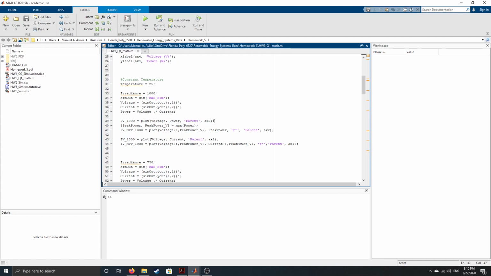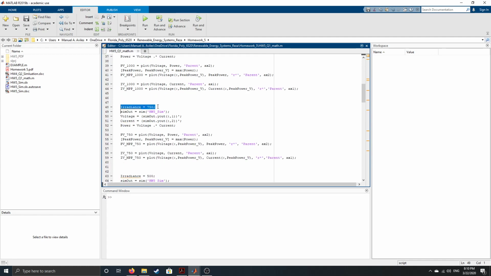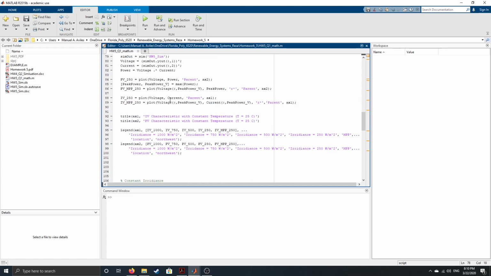Now, to plot the MPP value, I have to find the maximum point of the power of the PV characteristic, which is saved here. But I also need to know its index. Using its index, I can plot the MPP points on the IV characteristic here. And I did this for a constant temperature, but I varied the irradiance. Here, irradiance of 750, irradiance of 500, irradiance of 250.